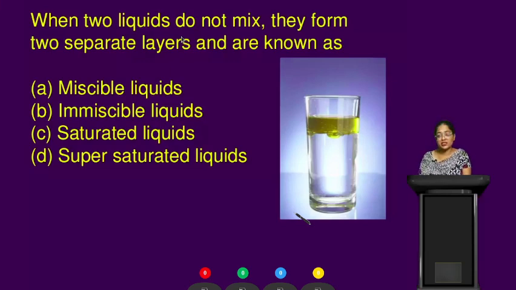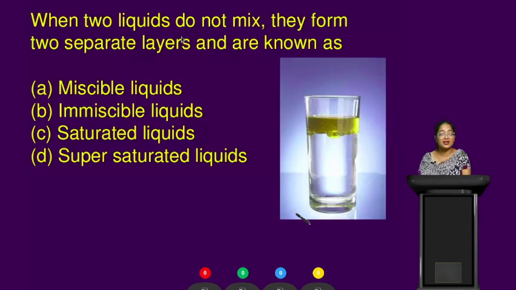So when two liquids do not mix, they form two separate layers and are known as what? We just spoke about this, no? Two liquids which do not mix, what are they called? Are they called miscible liquids, immiscible liquids, saturated liquids, or supersaturated liquids? You get 30 seconds of time, so think over it. You have 15 seconds remaining, okay? You have 5 seconds. 4, 3, 2, 1, and done.